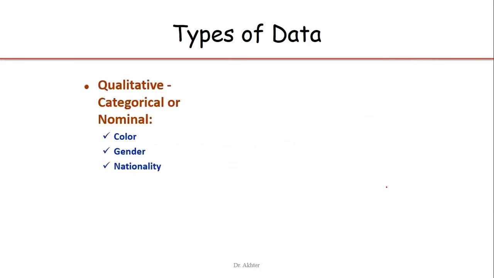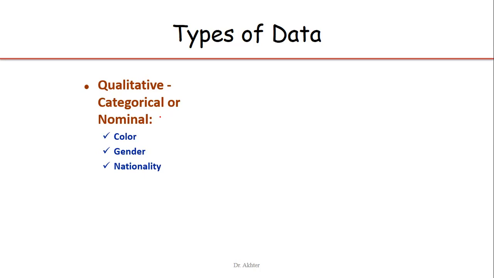Data may be qualitative. Qualitative data can also be categorical. Some of the data which is qualitative can be categorical, like gender. For gender, there are two values, like males and females. So we can call gender a qualitative variable, and it can have only two categories, male and female.